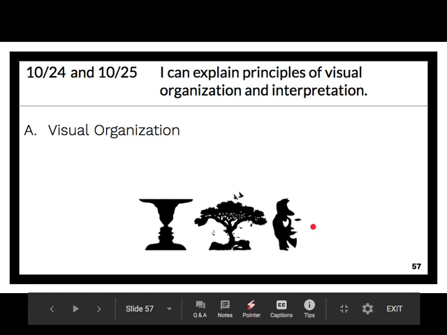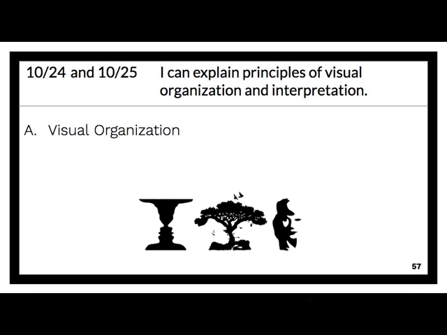So most of our class today is focused on visual organization. So visual, and here's our purpose. I can explain principles of visual organization and interpretation. So we're going to be looking at grouping principles and then depth perception. And then we're going to do an activity where you're going to go and take pictures of different things that you see that demonstrate these concepts. Okay. And then when you come back, you'll work on applying that and kind of filling it into a form.